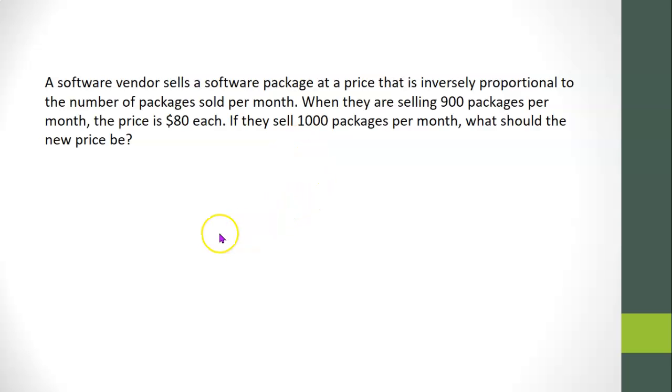Next example. A software vendor sells a software package at a price that is inversely proportional to the number of packages sold per month. When they are selling 900 packages per month, the price is $80 each. If they sell 1,000 packages per month, what should the new price be?